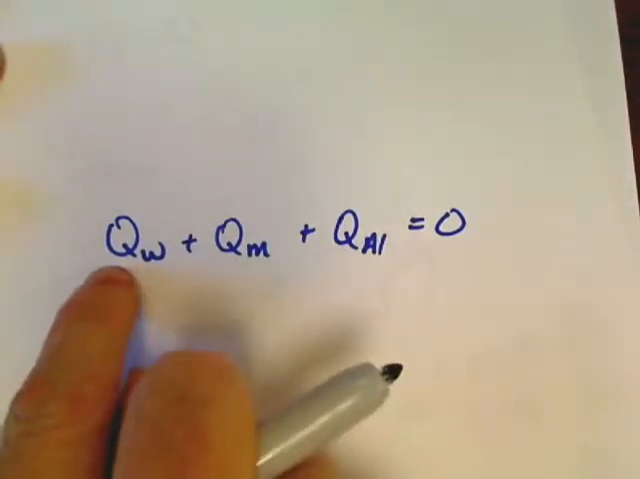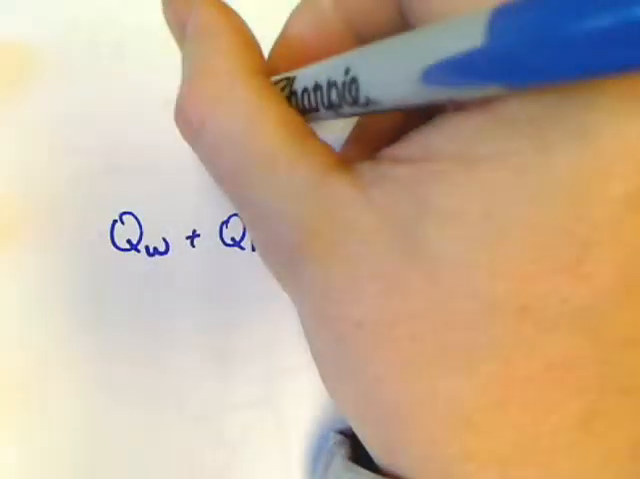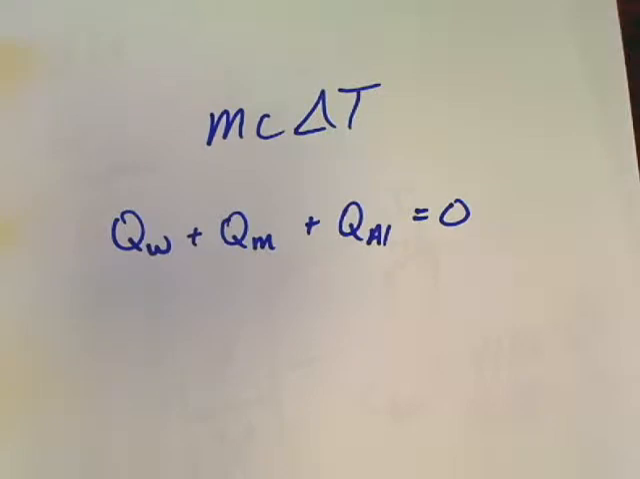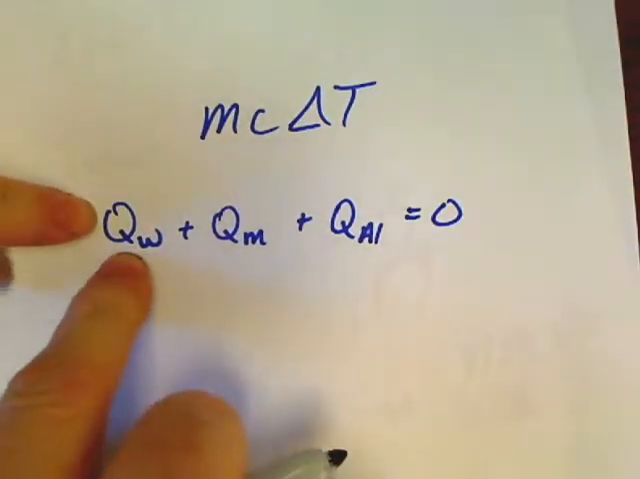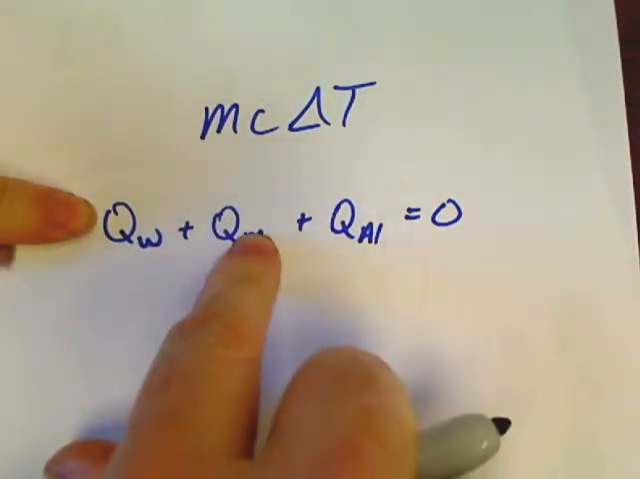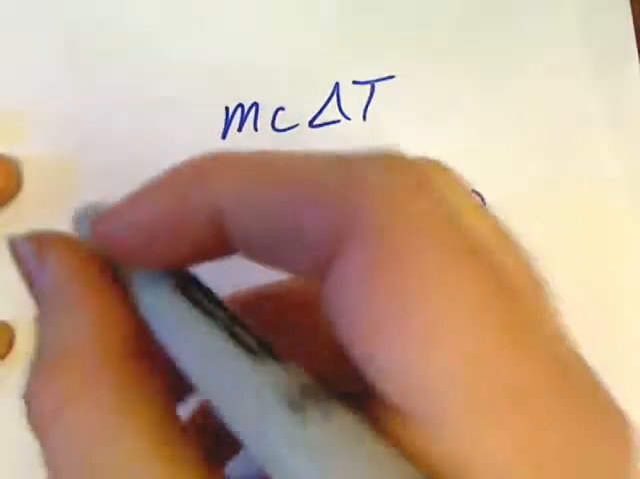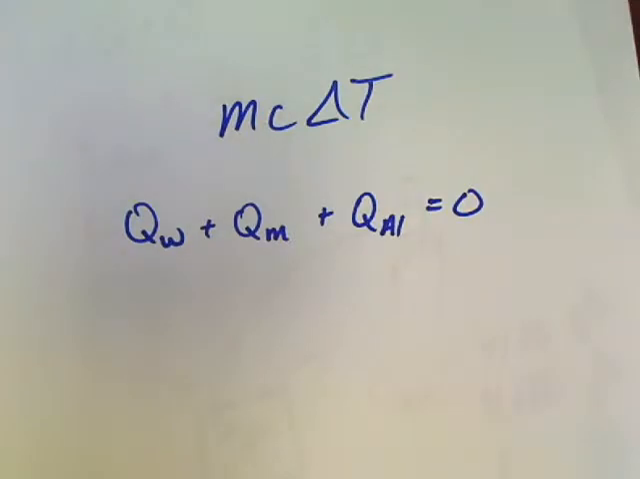Anyway, so what would the equation look like? Well, you see, every one of these is an MC delta T. So what I'm going to do is write an MC delta T for this one, an MC delta T for this one, and an MC delta T for that one. So I'm going to come back in here, and now let's write this out.